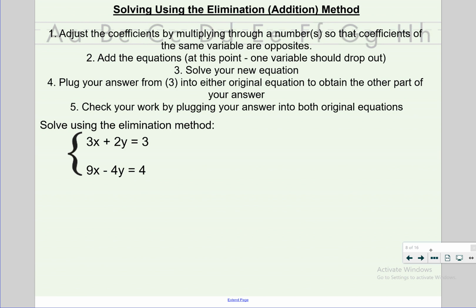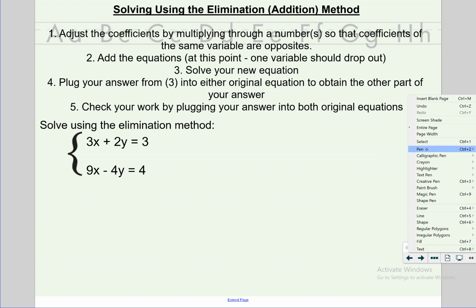After that, it's just like substitution. We take our first answer, plug it back in, make sure that we can get the other part of the answer, check it if you need to. So for this one, let's just say I'm going to multiply the top by 2.